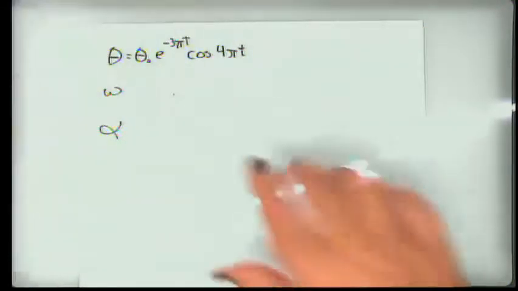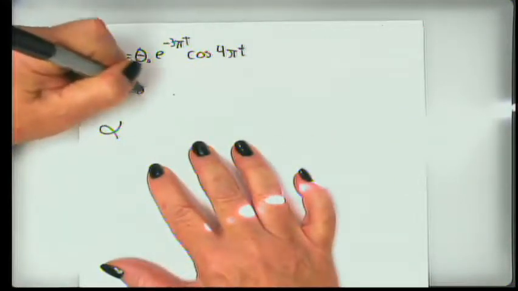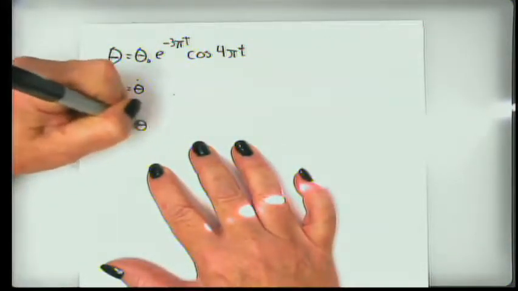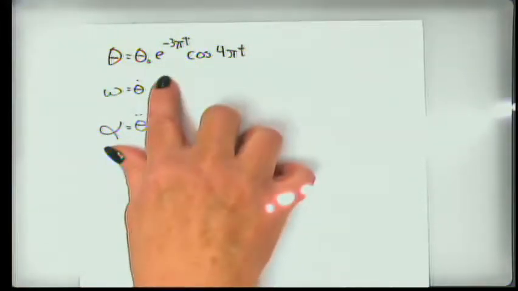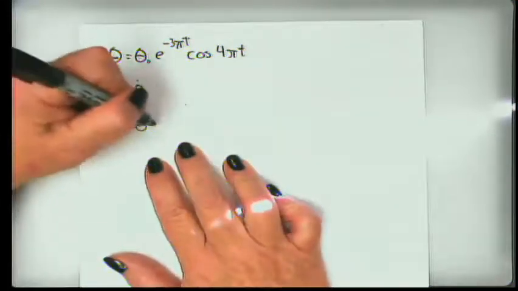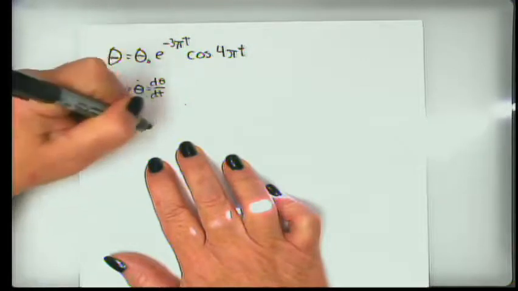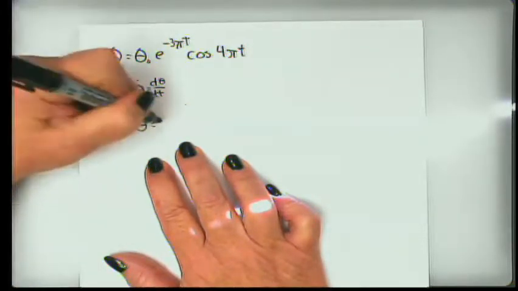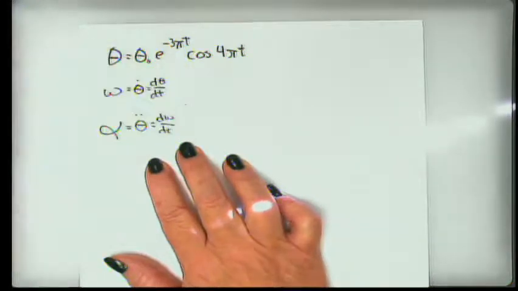All right, so the first thing we know is that omega is equal to theta dot, and alpha is equal to theta dot dot, right? So that means that what's left to us really is to differentiate these equations. Let's also do this. I'm going to say d theta dt, use a different notation, and this is going to be equal to d omega dt, okay?